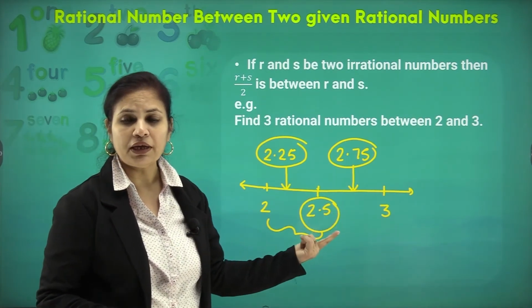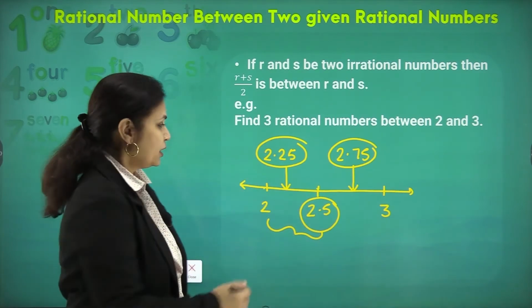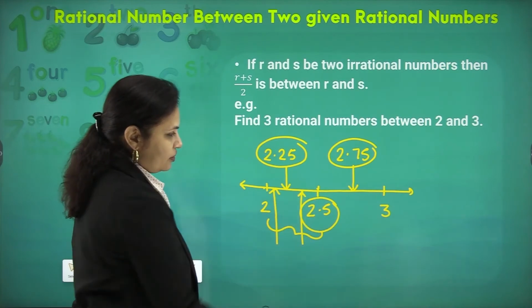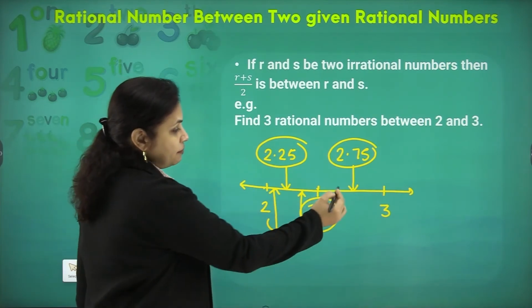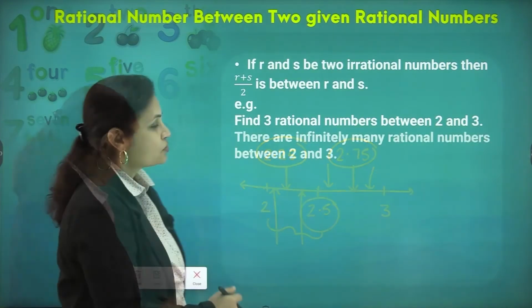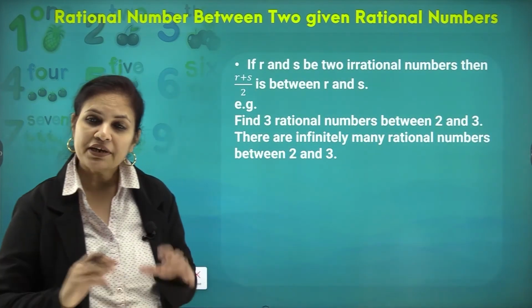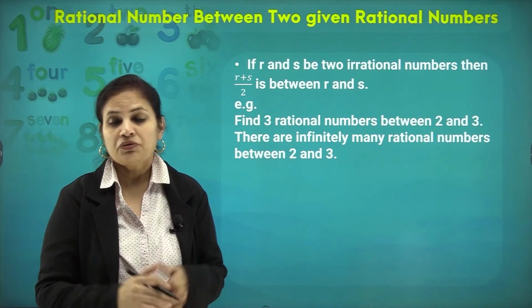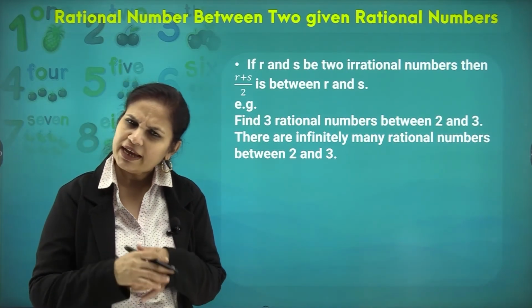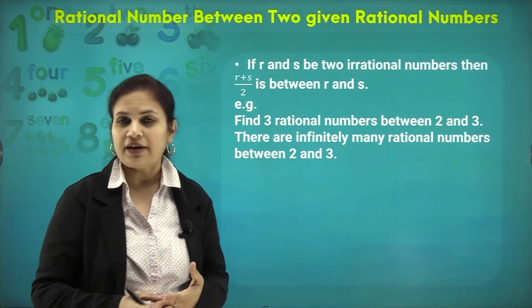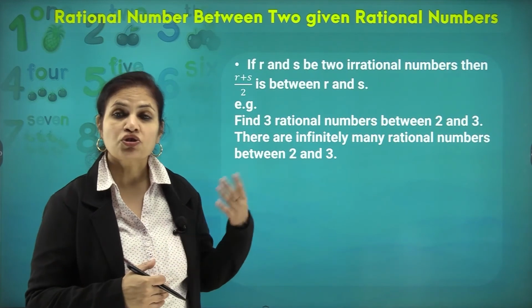In a similar way, we can have infinite. Between these two values also, I can have two more values, and between these two, I can have two more values. So there are infinitely many rational numbers between 2 and 3, or between 3 and 4, or between any two given rational numbers. Those two rational numbers need not be natural numbers, as shown here.